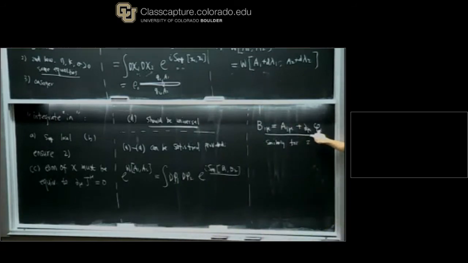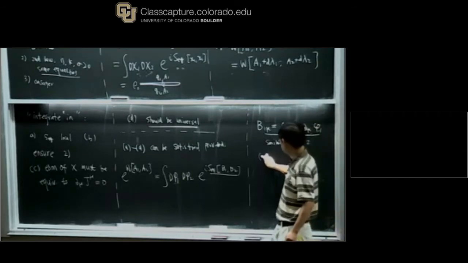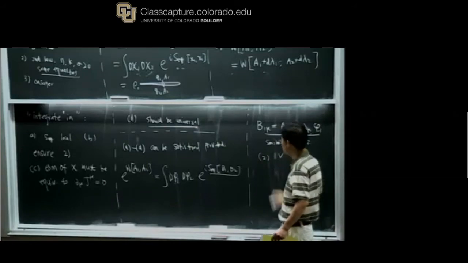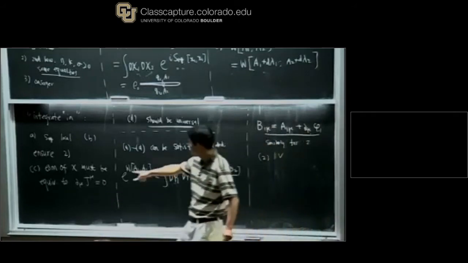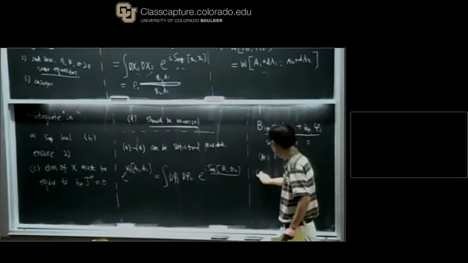Integrating over phi can be considered as integrating over all possible gauge transformations of A. Whenever you do a gauge transformation of A, you can always absorb it into phi. So it is automatically satisfied. So 2 is satisfied, B is satisfied. Now let's look at C.